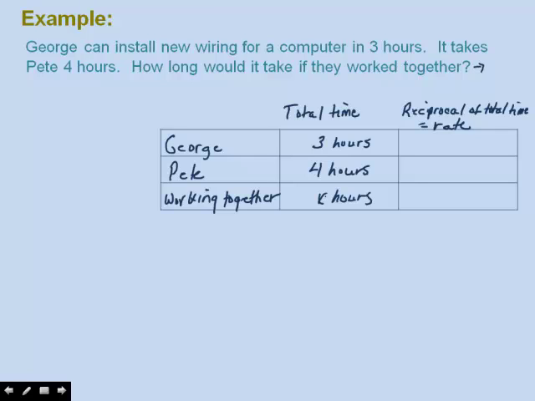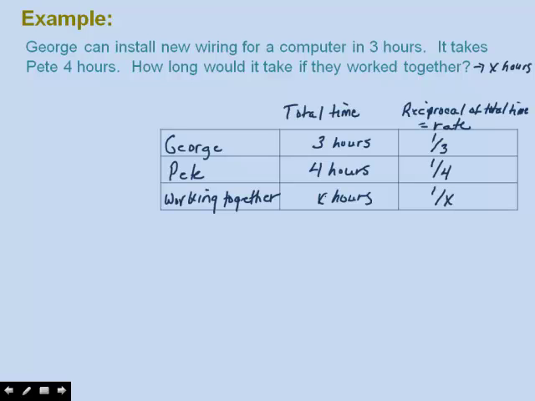So the answer to this question is going to be X hours. Now we can fill in the last column of our table just by using reciprocals. The reciprocal of 3 hours is 1/3. The reciprocal of 4 hours, 4, is 1/4. And the reciprocal of X is 1/X.